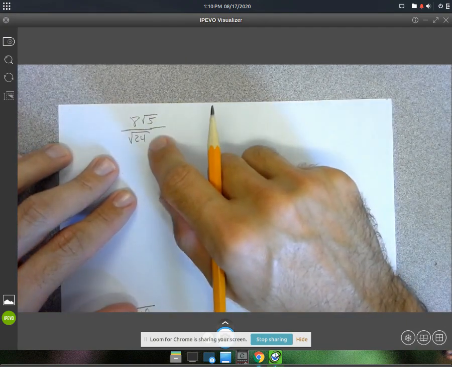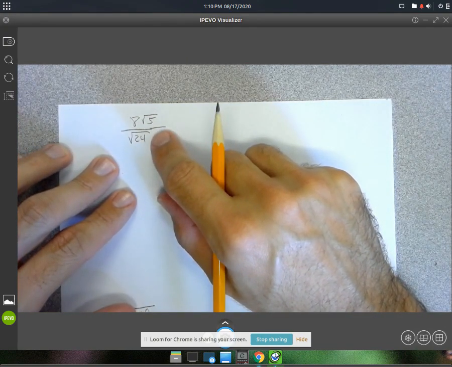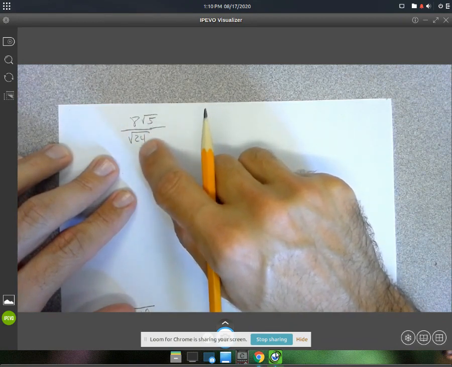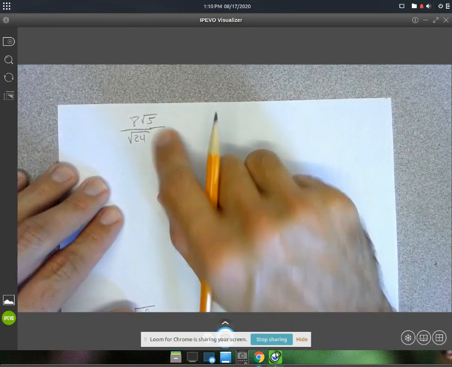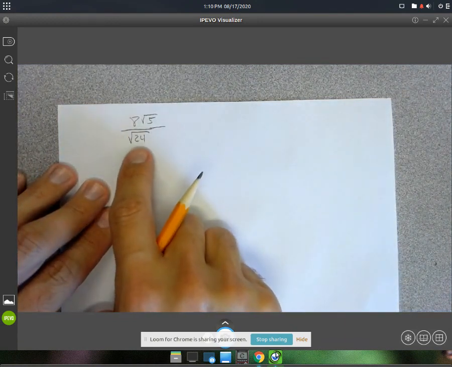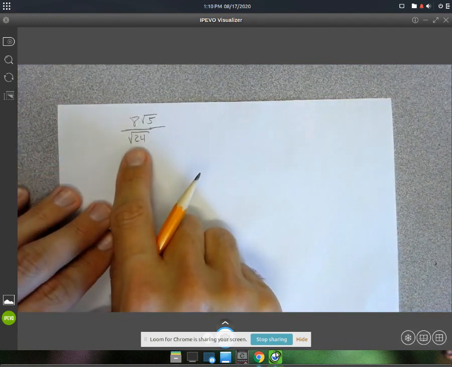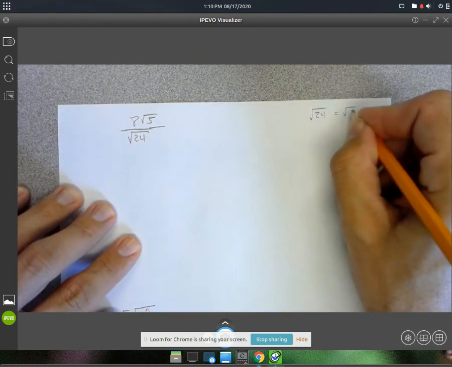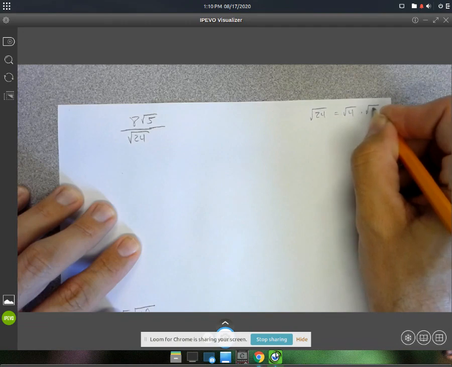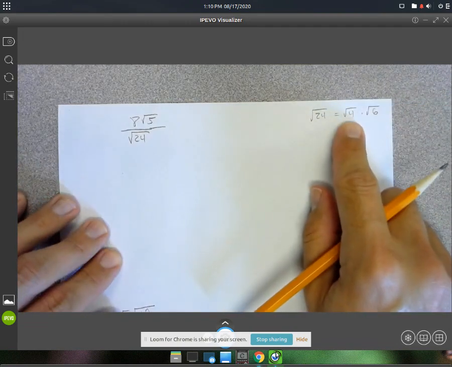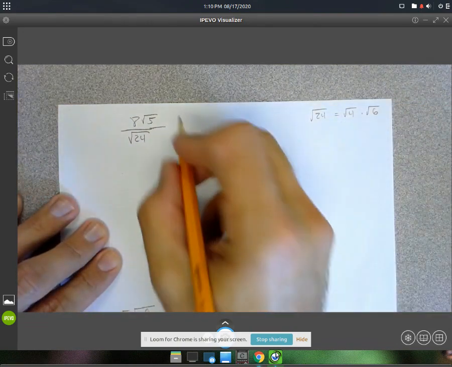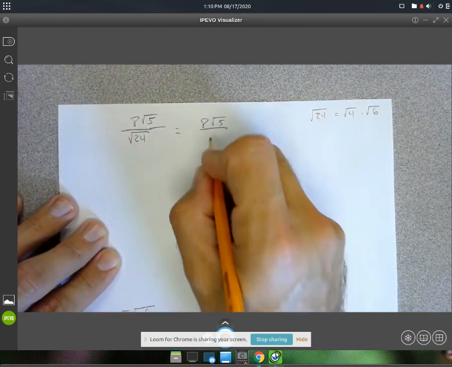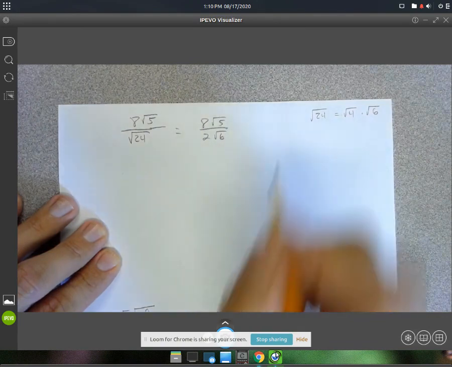So this time, when we go to simplify this radical, we notice that the 5 on the inside of the radical and the 24, there's no common factors to simplify here. Now we can go ahead and simplify the square root of 24. Square root of 24, that's the same as square root of 4 times the square root of 6. So that 4 would become a 2 right there. So we could rewrite this as 8 root 5 over 2 root 6.